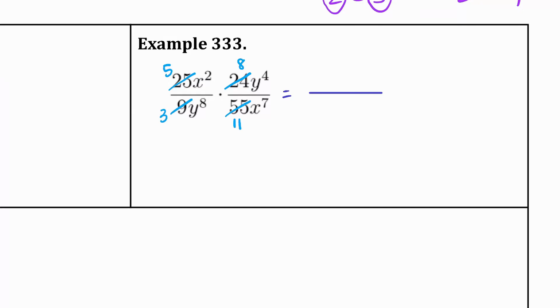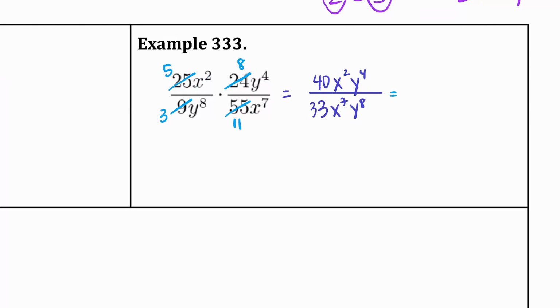And then if it gets a little bit messy, you can try to cross cancel some of your variables too, but if that's too messy for you, let's just see what we have and then we'll work with our variables and exponents. On top, 5 times 8 is 40. We have x squared, y to the 4th. On bottom, 3 times 11 is 33. We have x to the 7th, y to the 8th. And notice I just switched the order of those, so my x's would be stacked, my y's would be stacked.